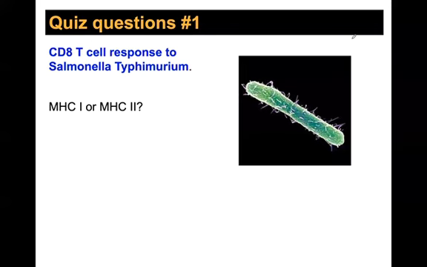Okay, so people are answering by chat, that's fine. And so far everybody's right, it's MHC1. CD8 T cell response, CD8 T cells recognize MHC1. Now the second question is, where do the antigens come from? Is this classical antigen processing and presentation or cross-presentation?